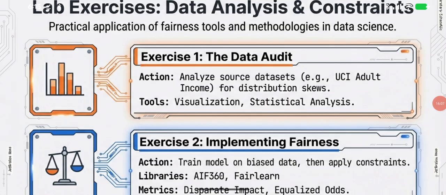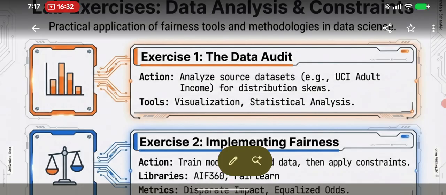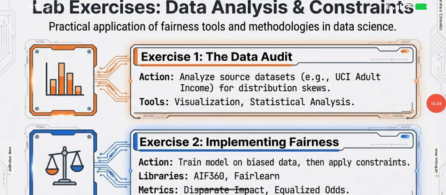So the next exercise is implementing the fairness. For that, one is training the data model, and then the other is converting the raw data into processed data by removing the bias. Right. For that, different tools like Fairlearn and others are available.